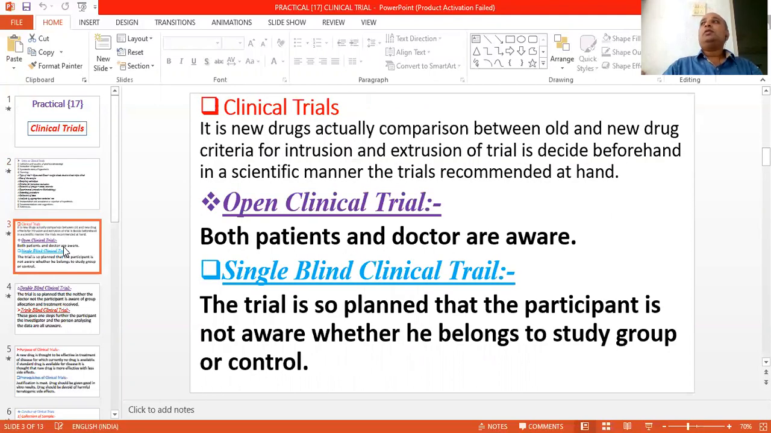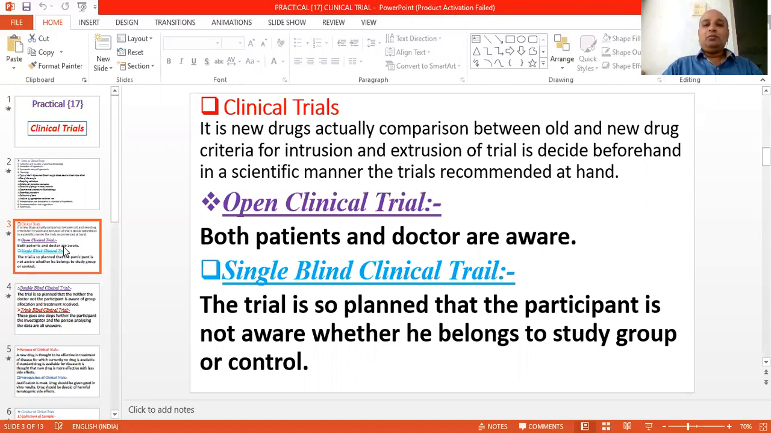Then clinical trial. It is a new drug trial, actually a comparison between old and new drug. Criteria for inclusion and exclusion of the trial are decided beforehand in a scientific manner. The trial requirement is at hand.